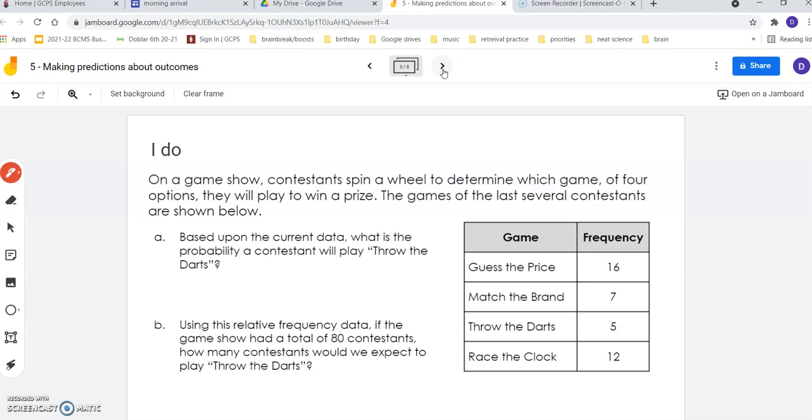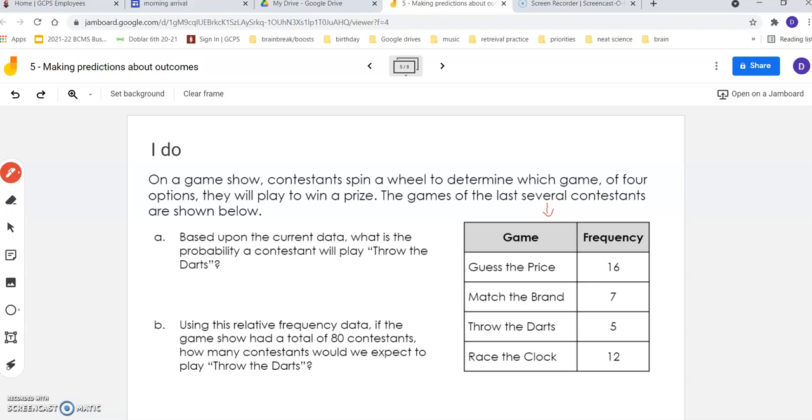So on a game show, contestants spin a big wheel and they determine which game out of 4 options they will play to win a prize. The games of the last several contestants are shown in this table right here. So 16 got this game, 7 got this game, 5 got this game, 12 got this game. That's the frequency, just how many times did that come up.